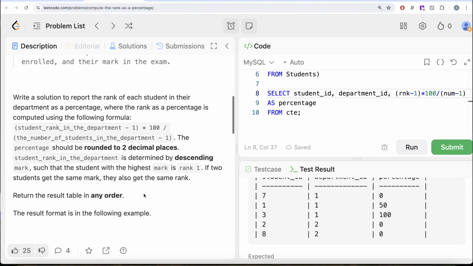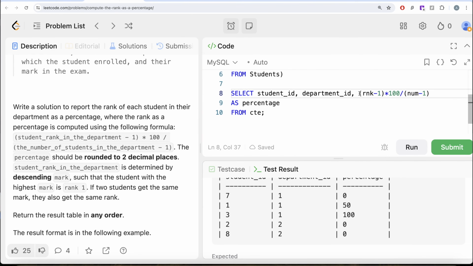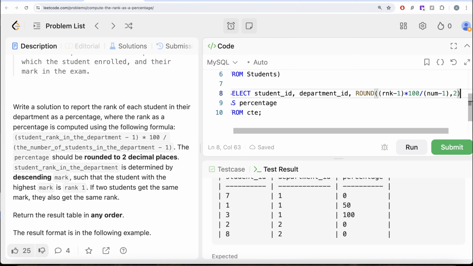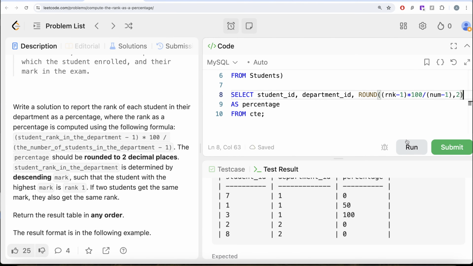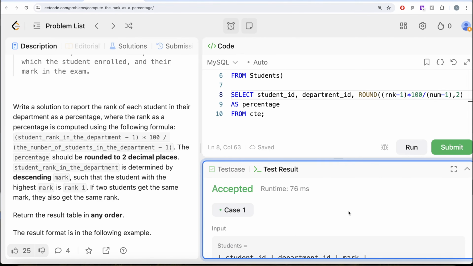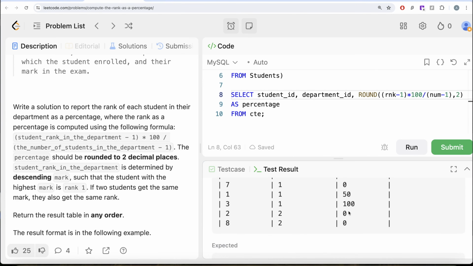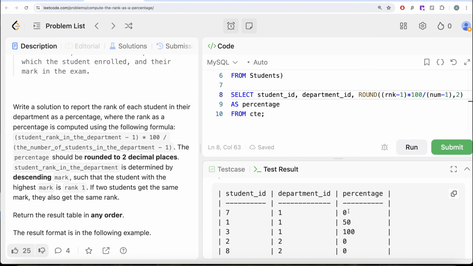The question says that it should be rounded to 2 decimal places. So basically, let me just drag it to the left. So here this entire rank as a percentage should be rounded to 2 decimal places and then aliased as percentage. Now let me go ahead and run this. Again, it will say accepted. Our output is same as expected output. Let me go ahead and submit it.